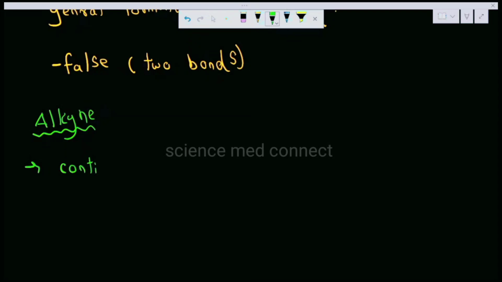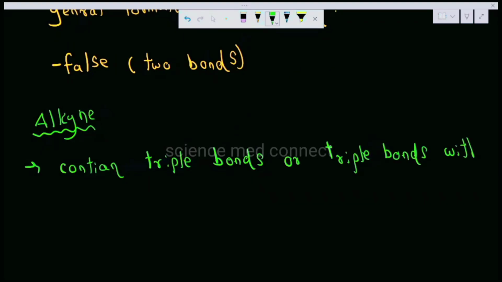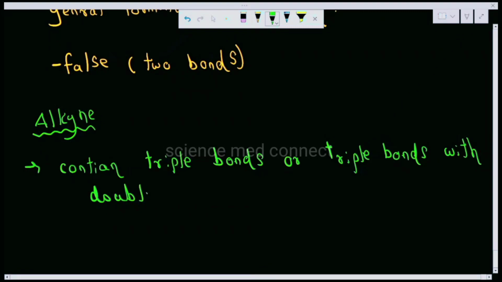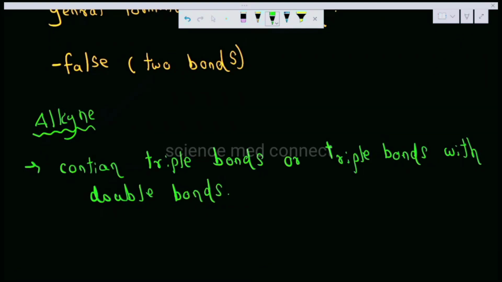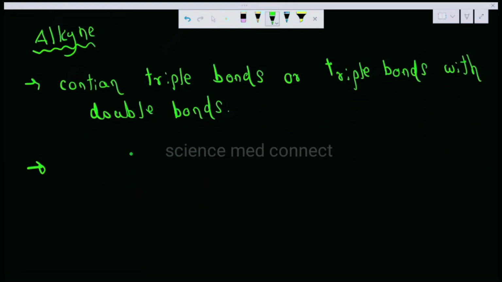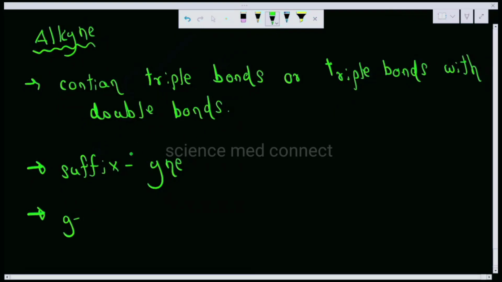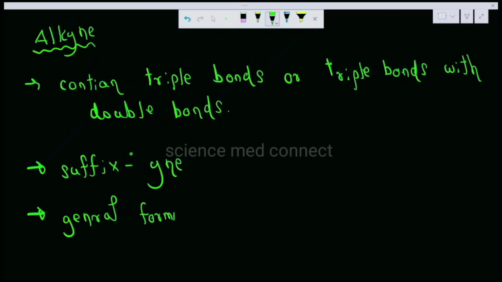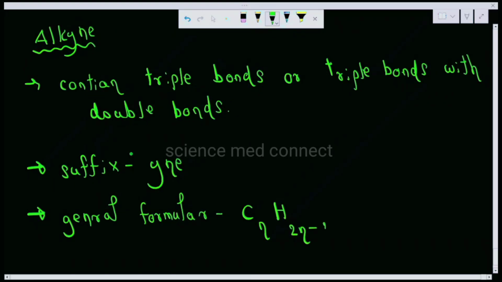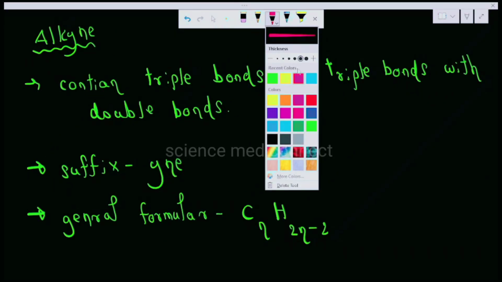Now let's talk about alkyne. So what are alkynes? Alkyne contains a triple bond or triple bonds between carbon atoms. Or alkyne can contain triple bonds with double bonds. The suffix of alkyne is "yne". The general formula for alkyne is CnH2n minus 2.